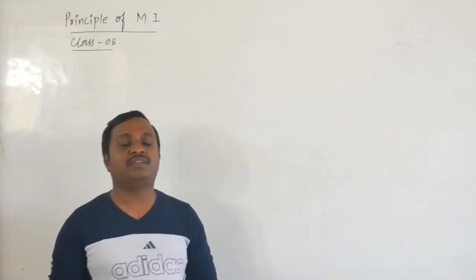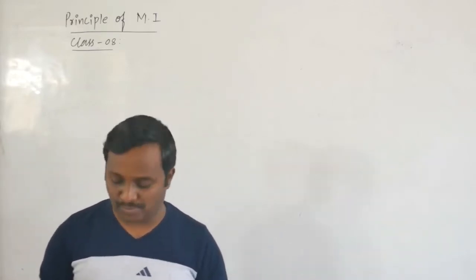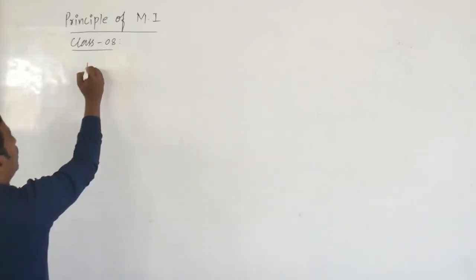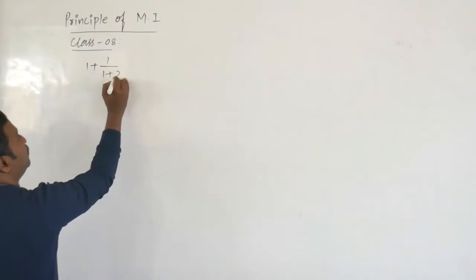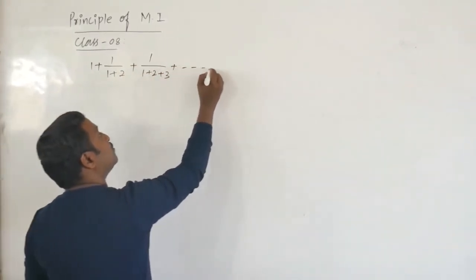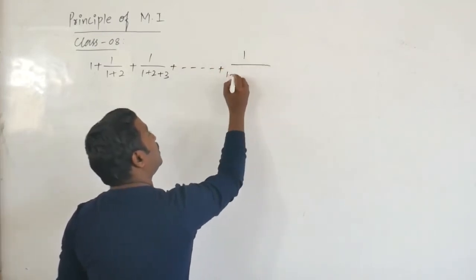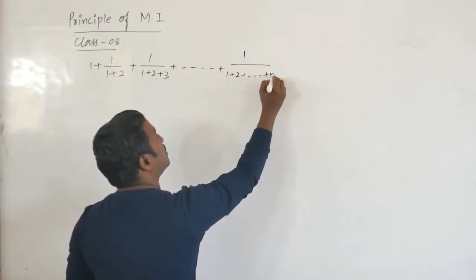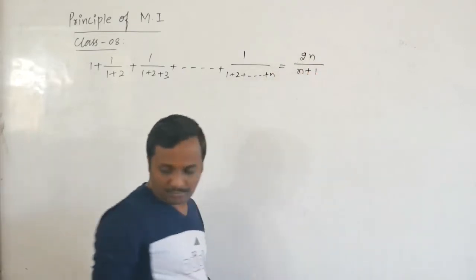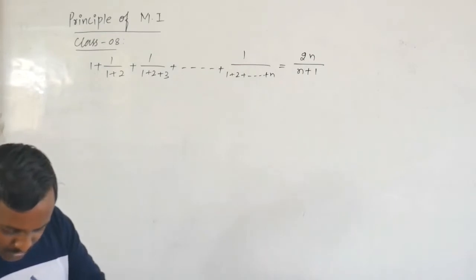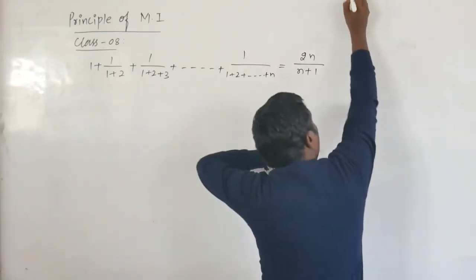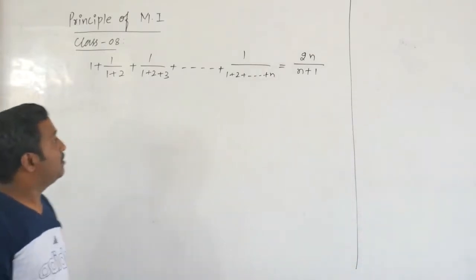In the last class, we discussed problems related to the principle of mathematical induction, and I gave one problem: 1 plus 1 by 1 plus 2 plus 1 by 1 plus 2 plus 3 and so on plus 1 by 1 plus 2 plus 3 plus and so on plus n is equal to 2n by n plus 1. I hope you already solved this question. So now I will give the solution for this question.